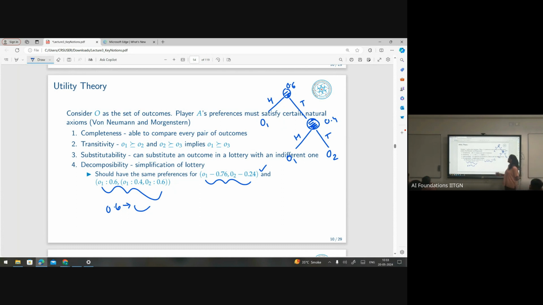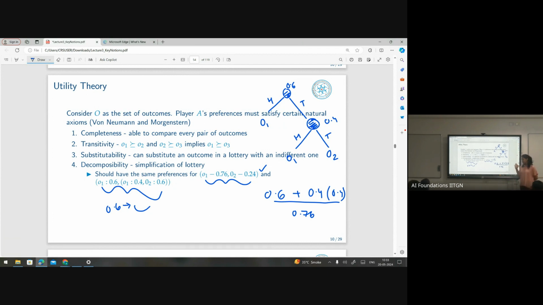So every time you get heads with probability 0.6, you get outcome 1, and if you get tails and then you again get heads, you get it with the remaining probability. If you add this, you will get 0.76. So the idea is we are just asking the agent about the same lottery, but we have worded it differently. Now the agent should be smart enough to figure this out and tell me the same utility for both of these lotteries. Otherwise, he's not rational.